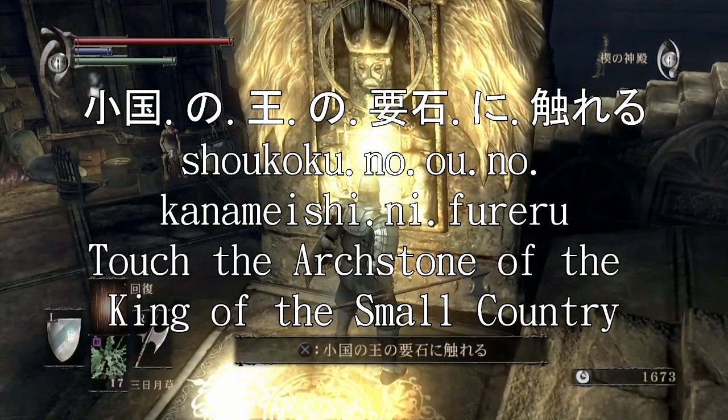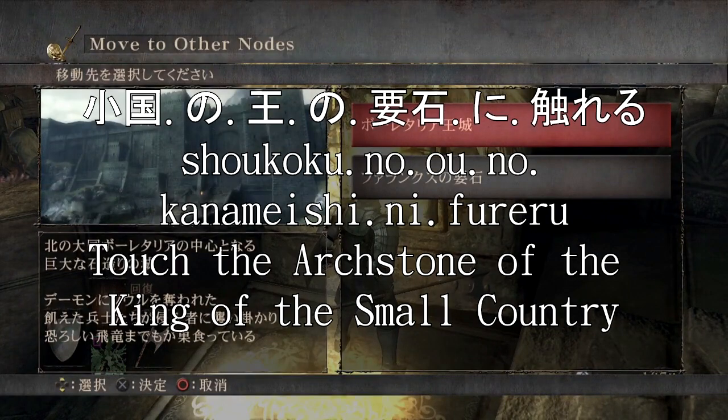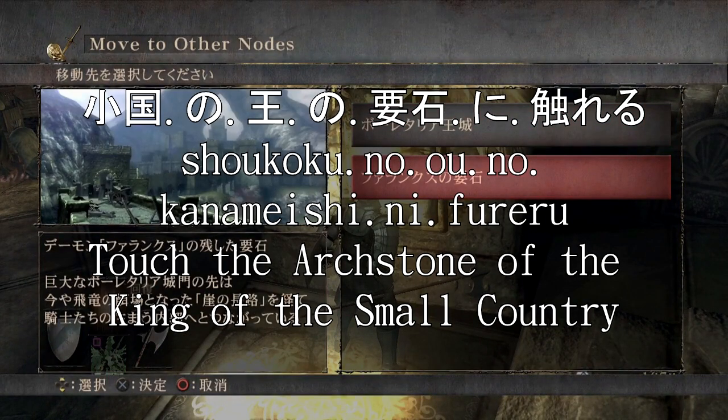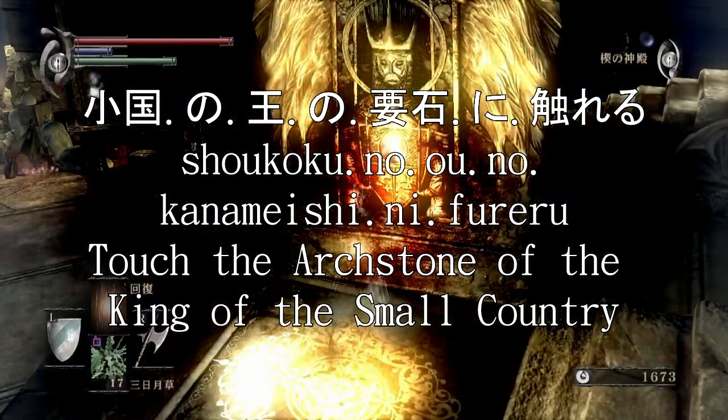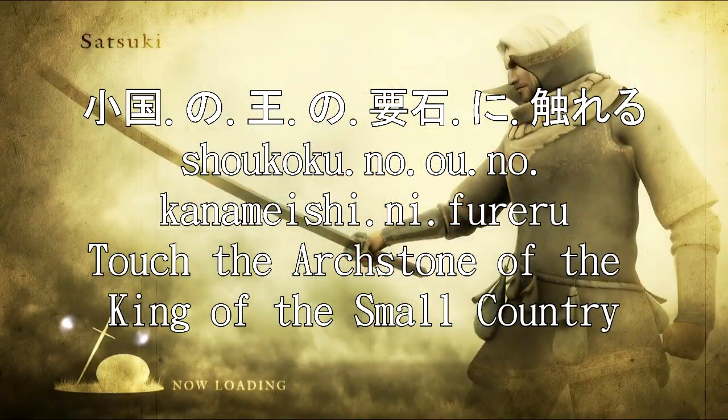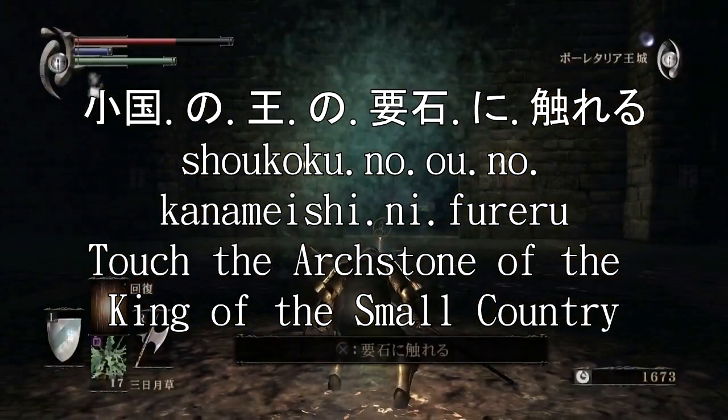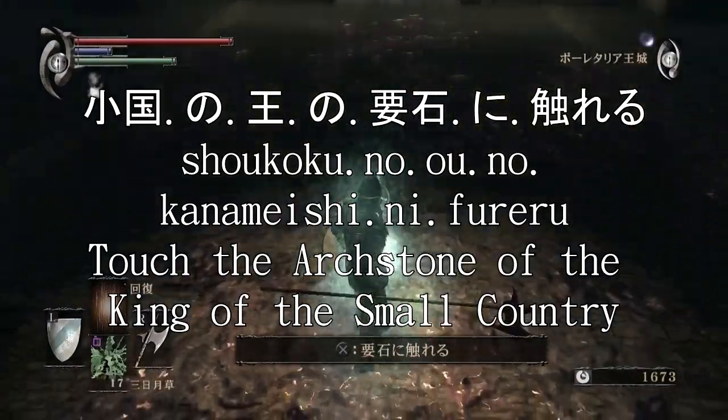Shokoku no o no kanameshi ni fureru. Touch the archstone of the king of the small country. Shokoku is small country, made from those characters. No is a particle that makes a genitive expression. O is king, which we've seen several times before. So, Shokoku no o is king of small country.